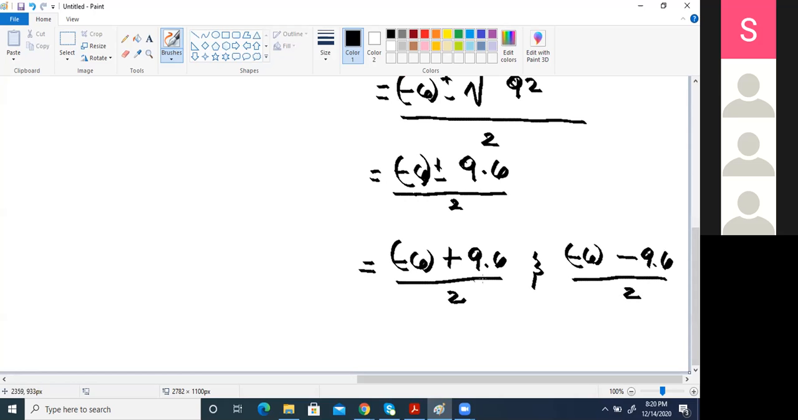And then the next solution would be -6 minus 9.6 over 2, right? And I hope you see where I get that from, because in the formula you have plus or minus, right? So the two possible solutions, one is going to be with a plus and one with a minus. And so all you have to do now is work these out to get the answer.